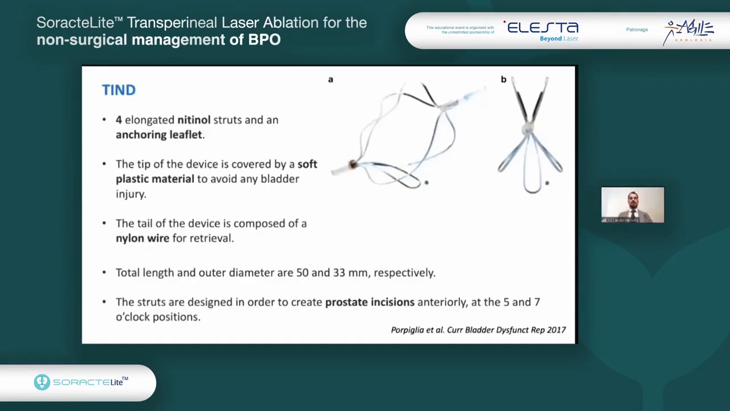They meet at the anchoring leaflet, and there is a soft plastic material protecting against tissue trauma of the bladder, because this kind of tip was touching a voided bladder. The tail of the device had the nylon wire, that is the retrieval wire for the removal of the device. The total length is 50 millimeters, and the outer diameter is 33 millimeters. The struts were designed to perform 4 incisions.